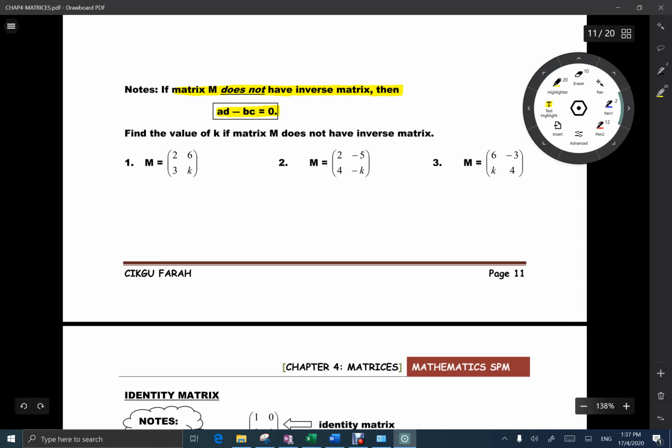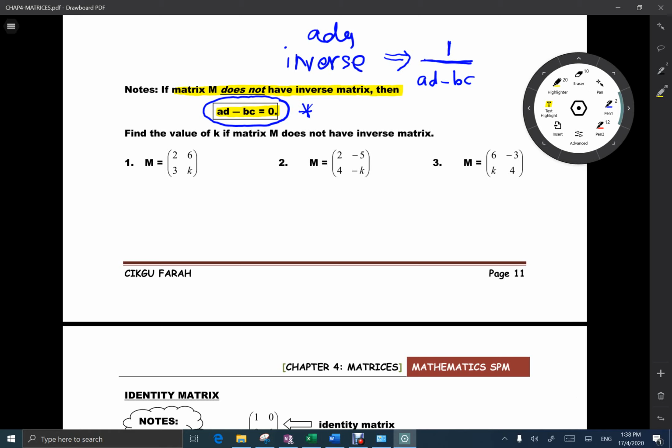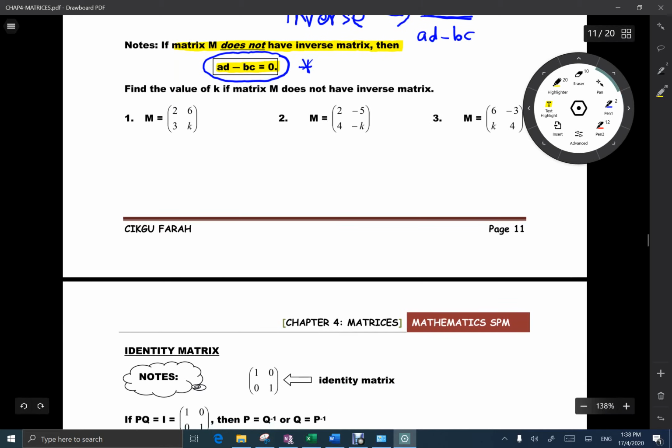Maksudnya, dia tak ada lah. Kalau that matrix ada inverse, dia akan jadi 1 over AD minus BC. Right? Tapi, kalau matrix tu tak ada inverse, dia hanya akan jadi AD minus BC equals to 0. Okay, this one hanya untuk matrix yang ada inverse. Okay, kalau dia tak ada inverse, dia tak akan ada 1 over ni. Dia hanya ada AD minus BC equals to 0. Okay, now, untuk lebih faham, cuba tengok example ni.